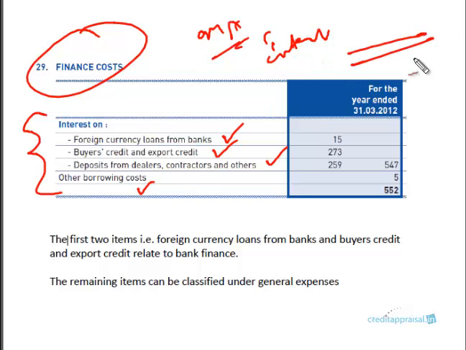So what are the items you have to enter? For this example, only the first two items, right? That is the foreign currency loans from banks and the export credit. These are the only two items we'll be entering under the interest. The rest two will be classified under general expenses. So the deposit interest on dealer deposits and other borrowing costs will be classified under general expenses.